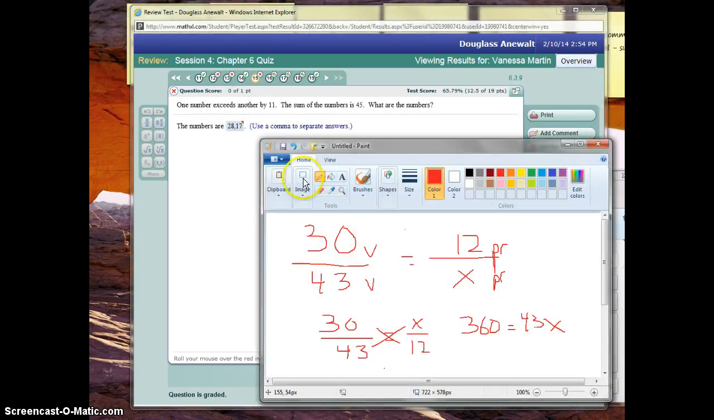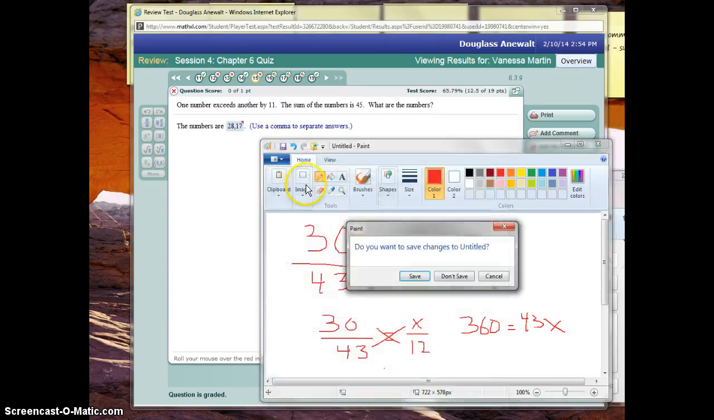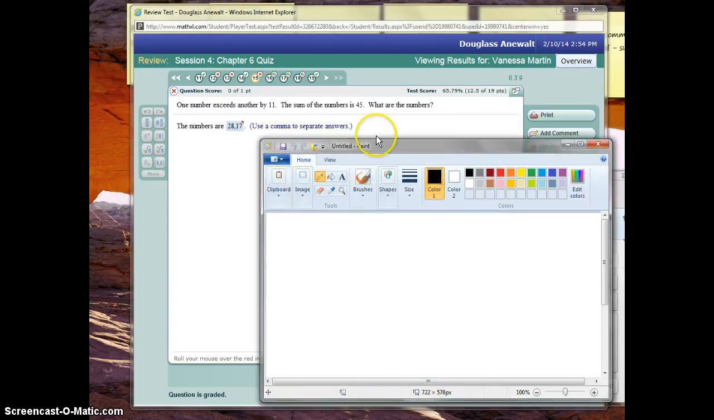Alright, let's again look at this on paint. One number exceeds another by 11. So we have a number we don't know, and then plus the other number which exceeds it by 11, or is 11 bigger. So the one number, x, could be any number, plus another number that's 11 bigger. And the sum of those two things, so the first number is that plus the second number is that, equals 45. What are the numbers?